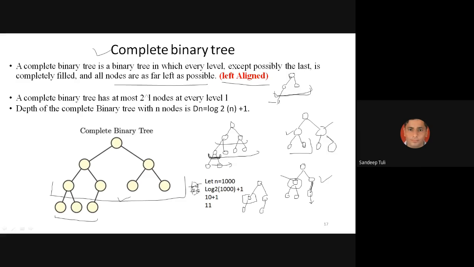You just read the definition. A complete binary tree is a binary tree in which every level, except possibly the last one, is completely filled. Okay, all levels before the last level should be filled; only then can you go to the next level.